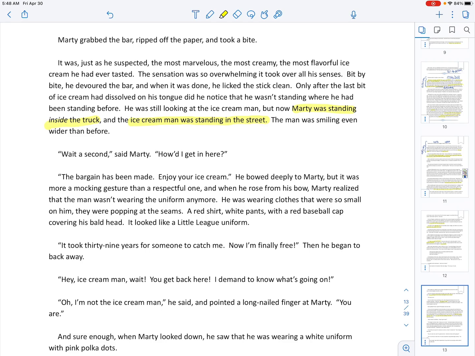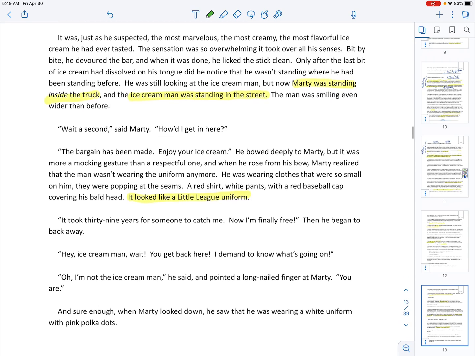"Enjoy your ice cream." He bowed deeply to Marty, but it was more a mocking gesture than a respectful one. And when he rose from his bow, Marty realized that man wasn't wearing the uniform anymore. He was wearing clothes that were so small on him, they were popping at the seams. A red shirt, white pants, and a red baseball cap covering his bald head. It looked like a Little League uniform.